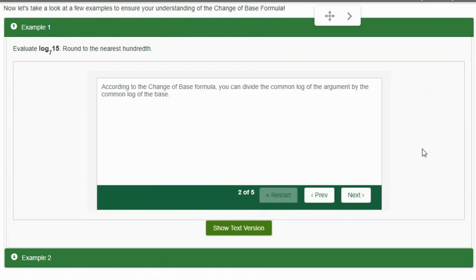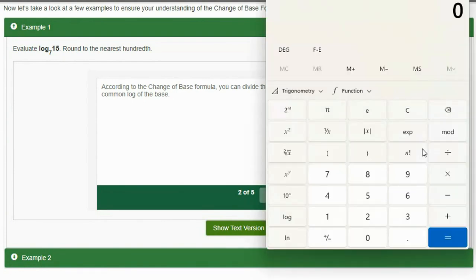According to the change of base formula, you can divide the common log of the argument by the common log of the base, which means base 10. Common log means base 10. When you see the words common log, that's base 10. In fact, I'm going to put that in our notes. Where's my notes? There's my notes. If you see the words common log, don't guess, go look at your Gizmo. It means base 10.